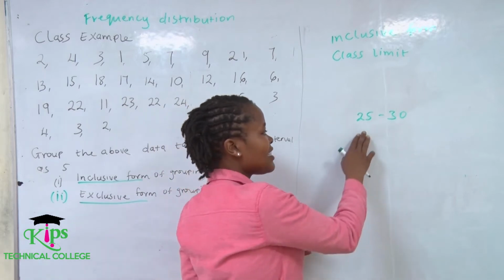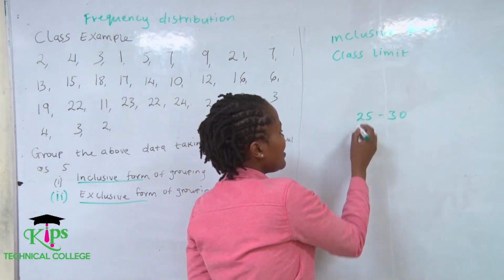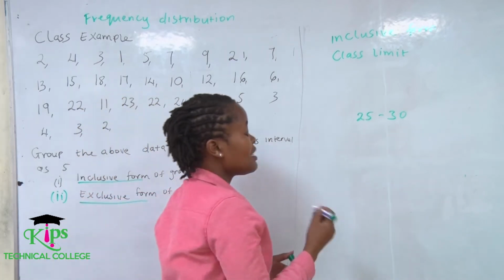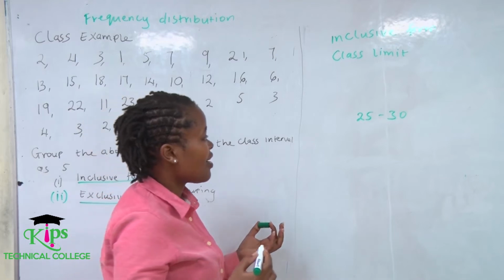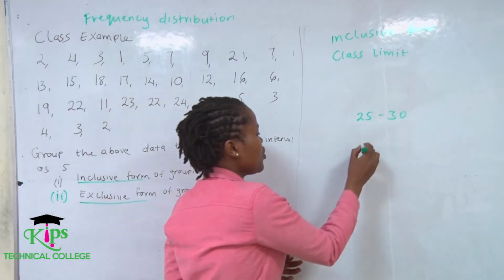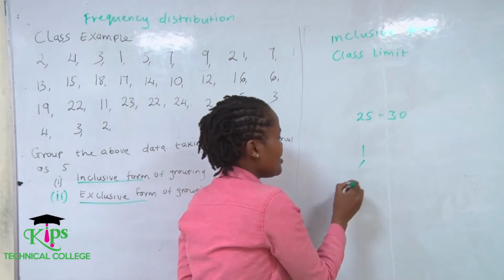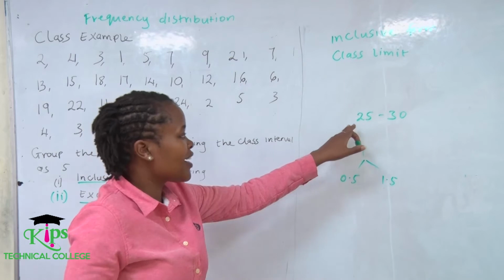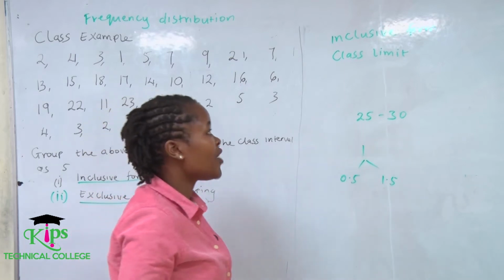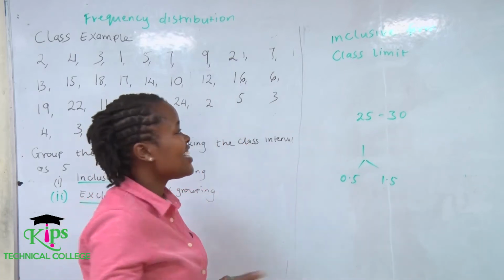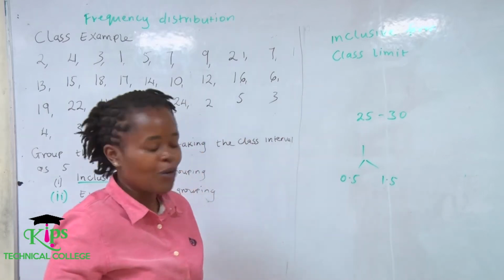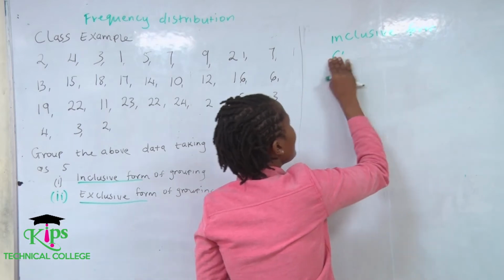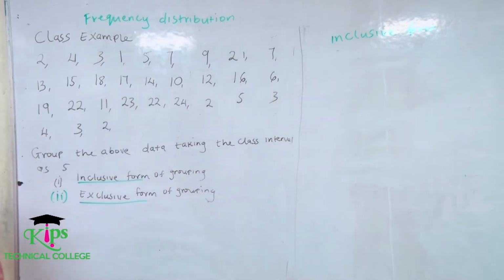Remember when we were studying back in high school, we had the limits, the error and approximation. For example, we talked of the limits for 1 being 0.5 and 1.5. So these come into place when you want to find class limits, especially in inclusive form of grouping. Let me show you what I mean by that. In inclusive form, we will be guided by one thing.